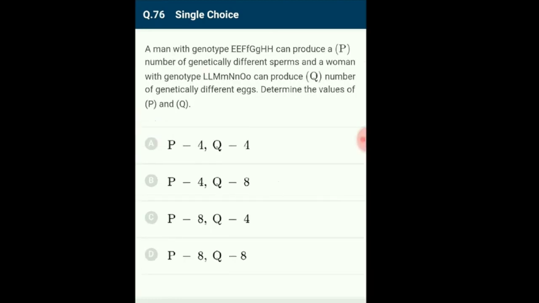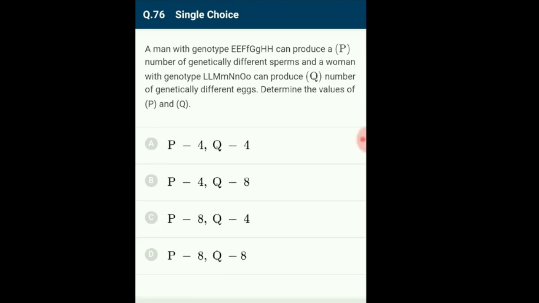Question number 76. A man with genotype EE, Ff, Gg, HH can produce P number of genetically different sperms, and a woman with genotype LL, Mm, Nn, Oo can produce Q. The number of genetically different eggs determines the values of P and Q. A man with genotype EE, Ff, Gg, HH can produce 4 genetically different sperms as he is heterozygous for 2 gene loci.